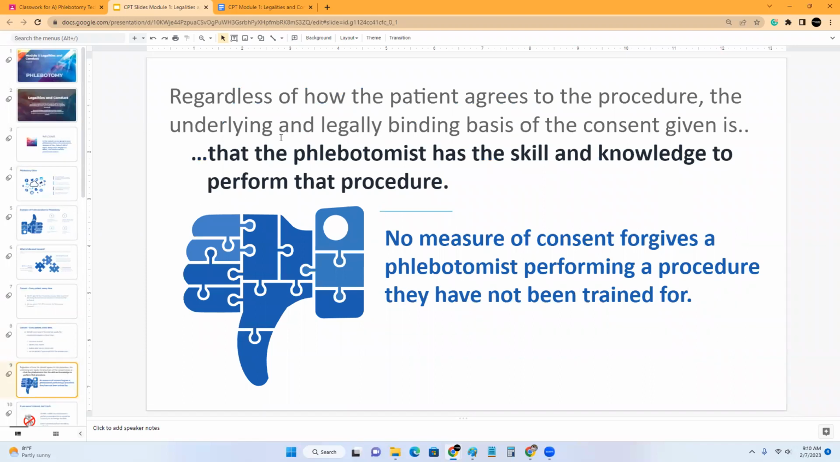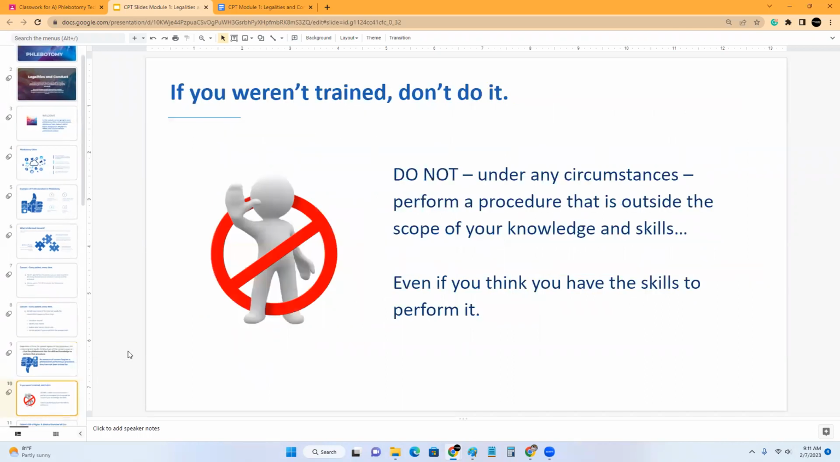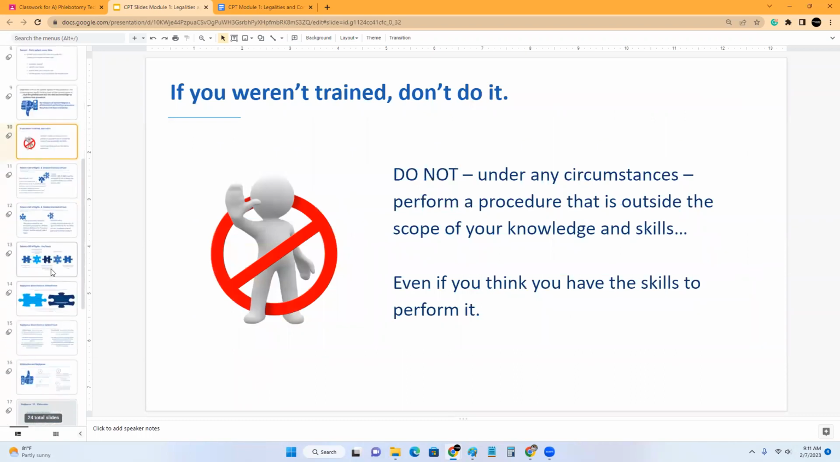Regardless of whether the patient agrees to a procedure, okay, there is an underlying and legally binding basis of consent given. The phlebotomist must have the skill and knowledge to perform that procedure, okay? Even if the person gives consent for a phlebotomist to perform a procedure that they have not been trained for, it is not acceptable. If you were not trained, do not do it under any circumstances, okay?